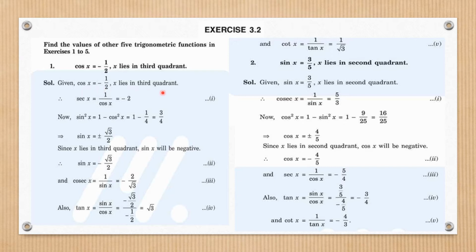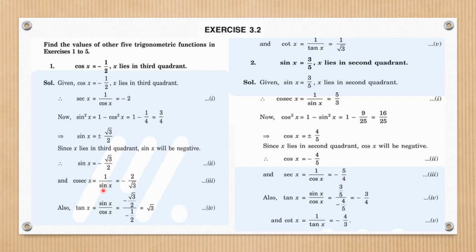Cos x is minus half, so from cos x simply we can find secant x, that is the reciprocal, and that is minus 2, right? For sine, we will use the identity, sine square x is 1 minus cos square x. So 1 minus 1 by 4, that is 3 by 4. So sine x is plus minus root 3 by 2. Now in third quadrant, sine is negative, so I'll retain the negative value. So sine x is minus root 3 by 2.